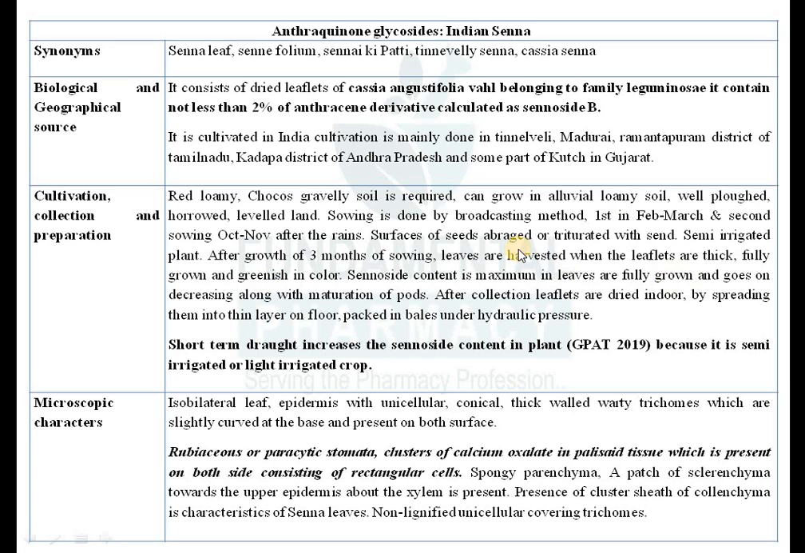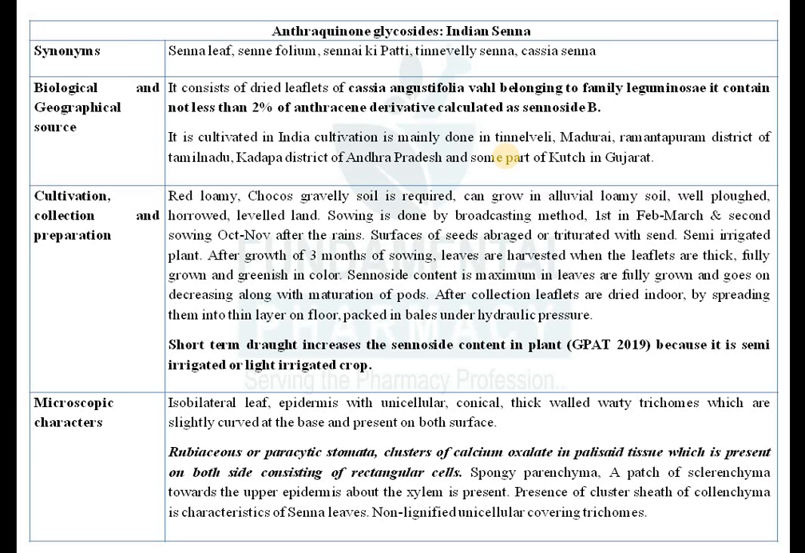For cultivation of this plant, you must plough your field properly. You have to level the field. Then you can sow the seeds. Sowing of seed can be done by the broadcasting method. There are different methods. Broadcasting method means you just take the seed in hand and throw it in the field. That is nothing but the broadcasting method.